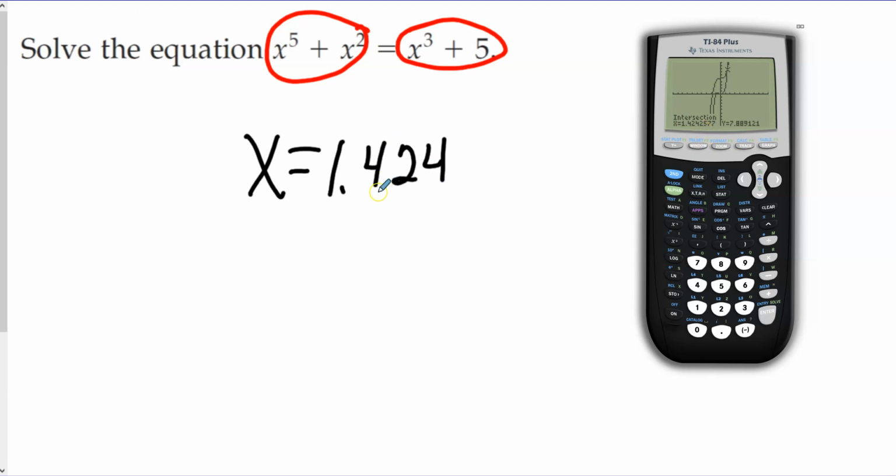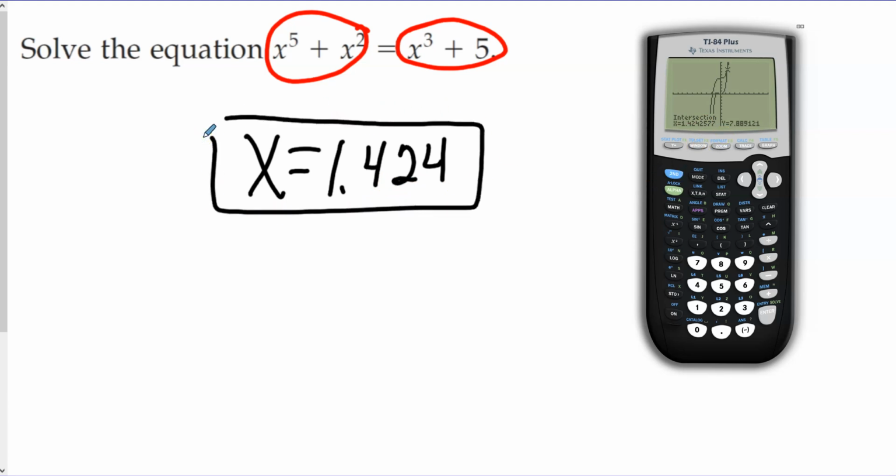Notice that I'm going out to the tenths, hundredths, thousandths place and rounding if necessary. So once you get the hang of it, using a graphing calculator is way easier than trying to solve this equation using algebra. Alright, I'm going to stop there. In the next lesson I will show you the other method used to find the solutions and using the graphing calculator.